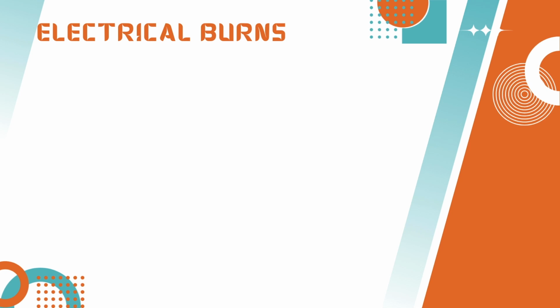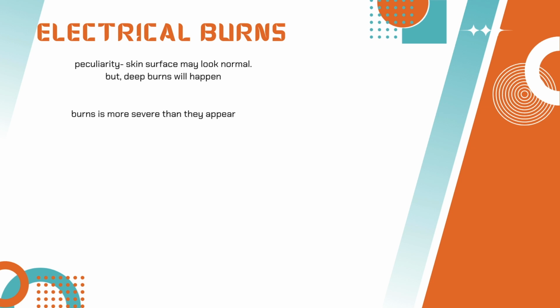Next, we will discuss electrical burns. Regarding electrical burns, particularly the skin surface may look normal, but deep down the burns will happen. This is because of the high energy which is dissipated into the deep tissues rather than corroding or eroding the surface of the skin. Burns are more severe than they appear.